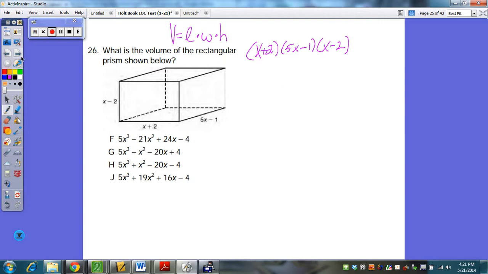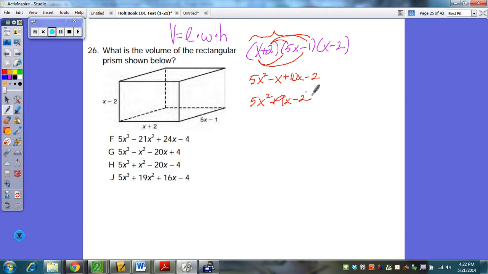Okay? Now this is where it gets a little tricky. We're going to FOIL these two right here. So we have x times 5x. First, we have 5x squared. Outer, x times negative 1, negative x. Inner, 2 times 5x, 10x. And then we have last, negative 2. Combine like terms, we have 5x squared plus 9x minus 2.